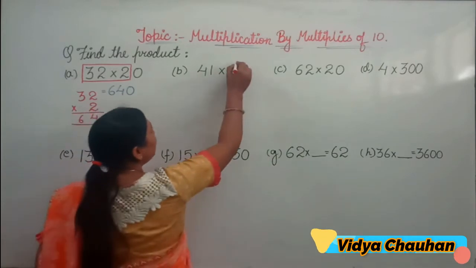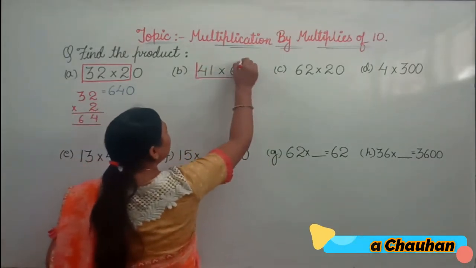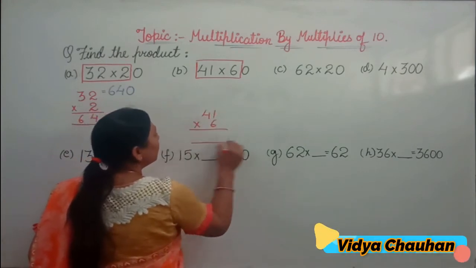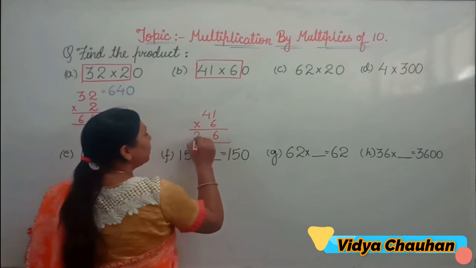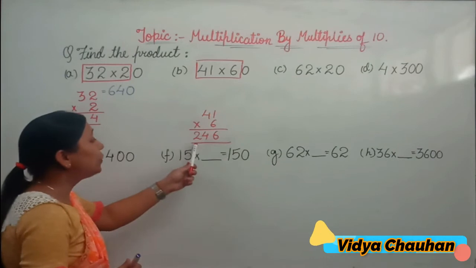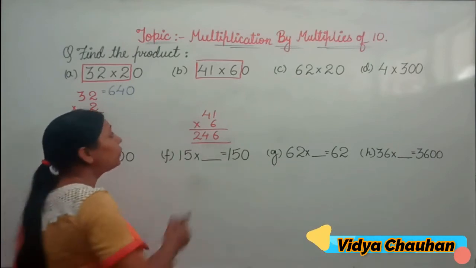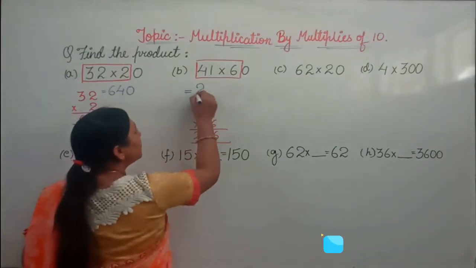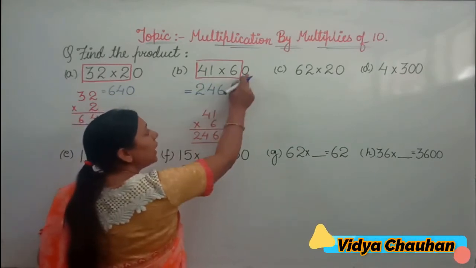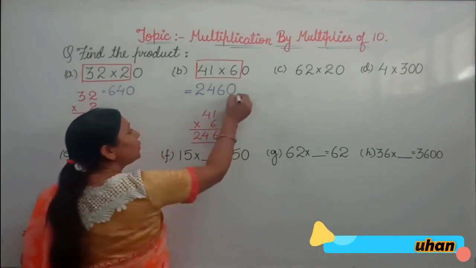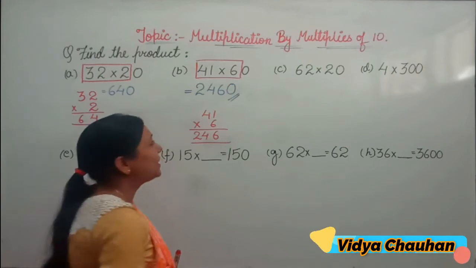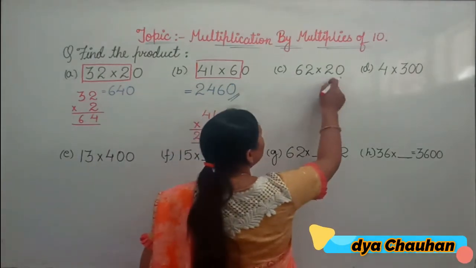So here you have to multiply 41 with 6. What is 41 multiplied by 6? 6 ones are 6 and 6 fours are 24. So it is 246. That means the product of 41 and 6 is 246, along with a 0. So I will put a 0 here. This is our final answer. Clear children? Taking the next one, 62 multiplied by 20.